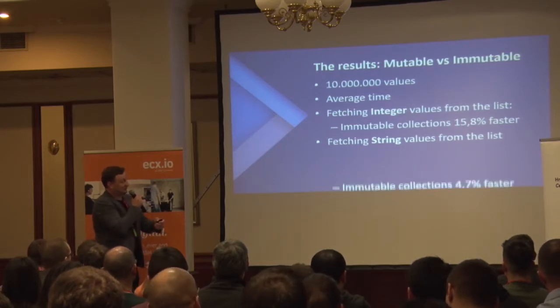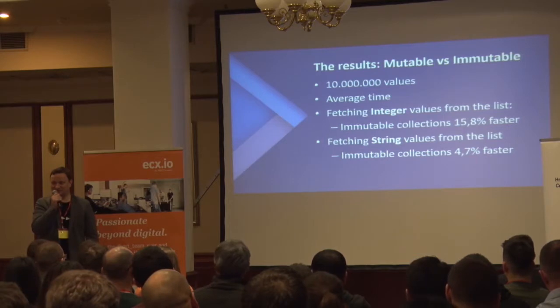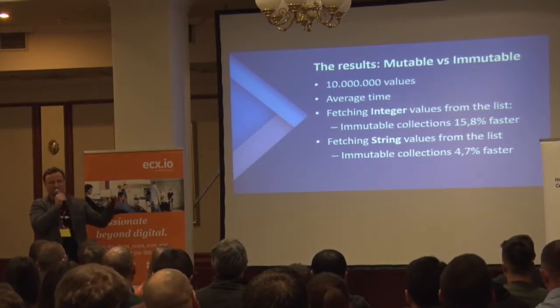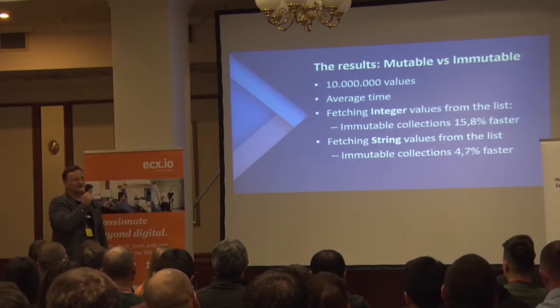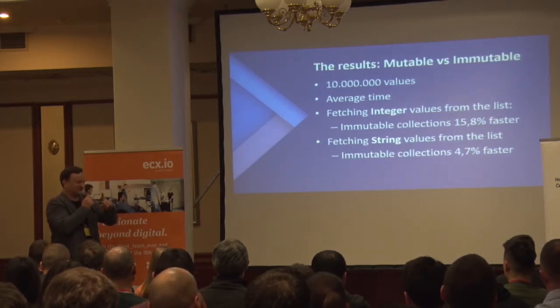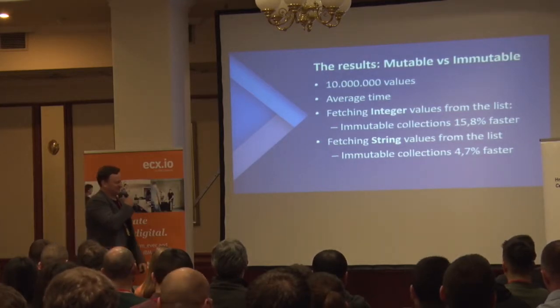Okay, so the results are: immutable collections are 4.7% faster. I generated 10 million string values, random strings. I didn't use only a few possible values. I just generated strings with a length of 20 characters, so you got this result.